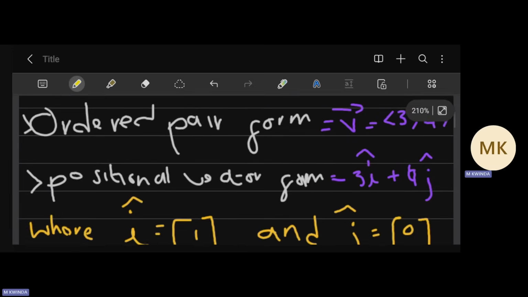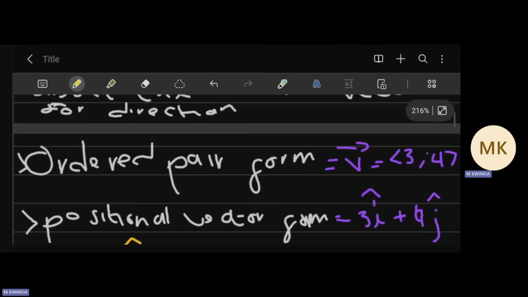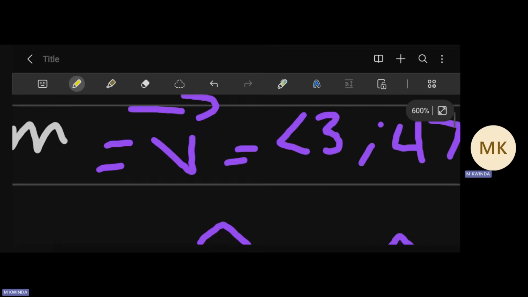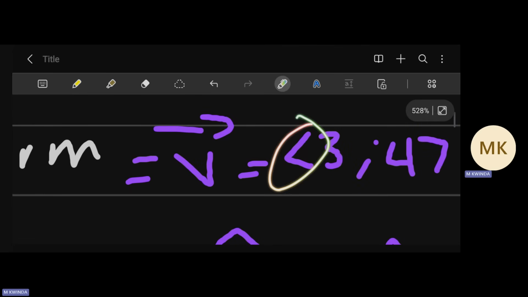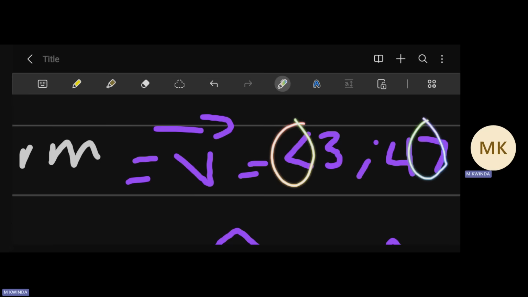Then we have the ordered pair form, which you would have something like that. Instead of the curly brackets that we usually have, when you're representing a vector, if you wouldn't want to do the column form, you would have this ordered form where you have angle brackets like that.